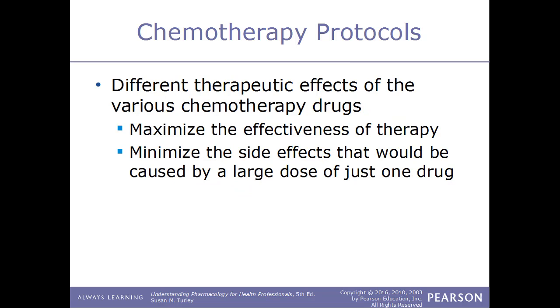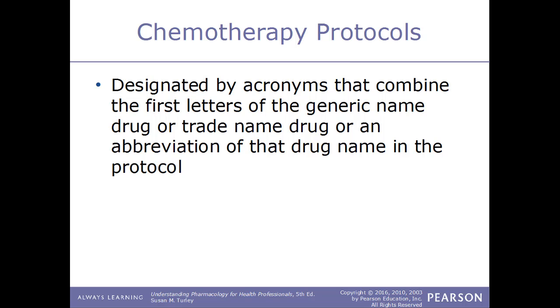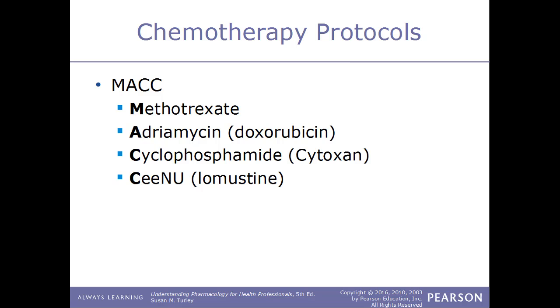And when looking at a chemotherapy protocol, you need to look at the different therapeutic effects of the various chemotherapy drugs. So you want to maximize the effectiveness of the overall therapy while minimizing the side effects that would be caused by a large dose of just one drug. And today, chemotherapy protocols are used to treat nearly every type of cancer. And these protocols are designated by acronyms that combine the first letters of the generic or the trade name drugs or an abbreviation of a drug name in the protocol. So for example, the protocol MACC, M-A-C-C. That protocol is a combination of methotrexate, adriamycin, cyclophosphamide, and CCNU, so MACC.